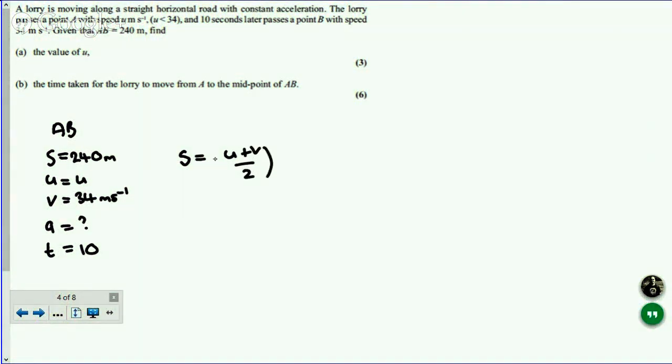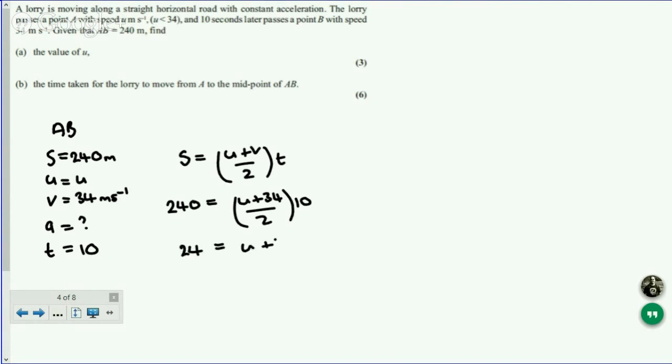Well done. There we go. So we're going to be putting our information into this. So we've got 240 equals U plus 34 over 2 multiplied by 10. If we divide by 10, times by 2, and then take away 34. There we go, U equals 14, which is less than 34, so we're okay. So that's part A.